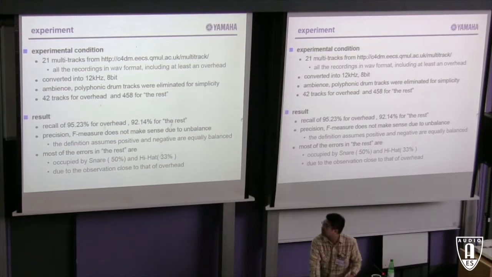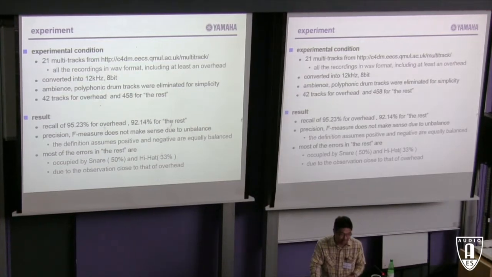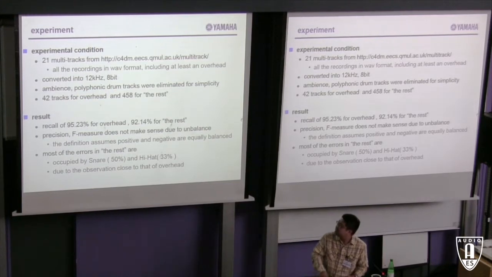And the results in recall are 95.23% for overhead and 92.14% for the rest. Note that the precision of F measure does not make sense in this case, as the definition assumes positive and negative instances are equally balanced in the test dataset. But in my case, that is not the case, as the ratio is 42 to 458.